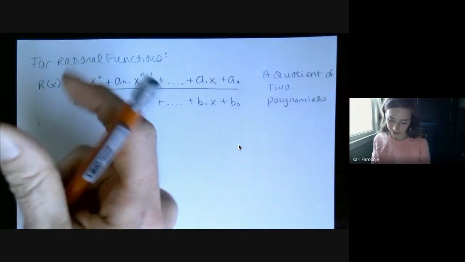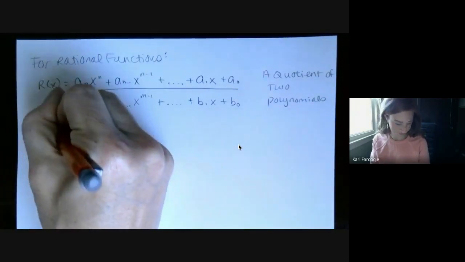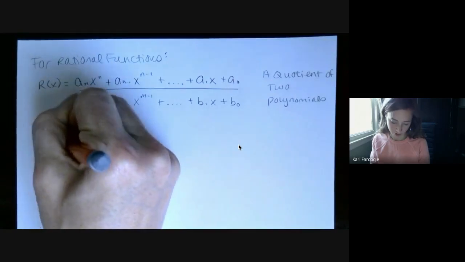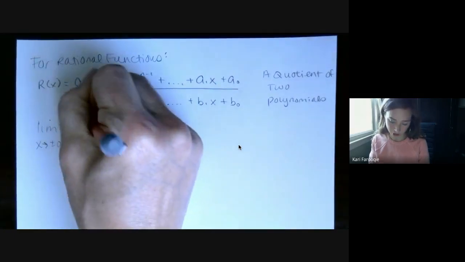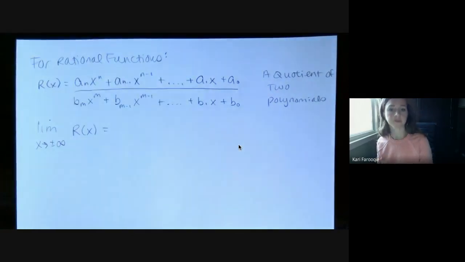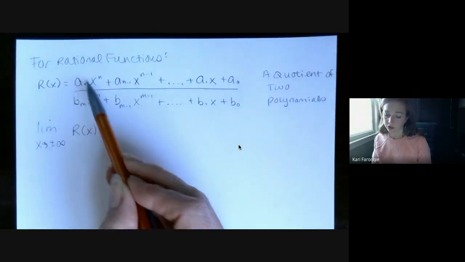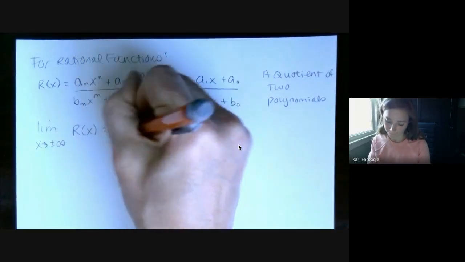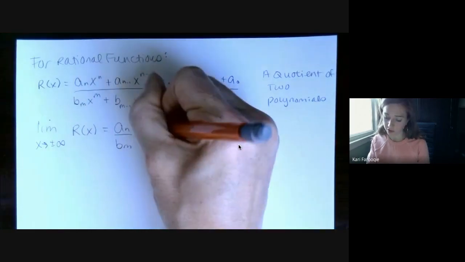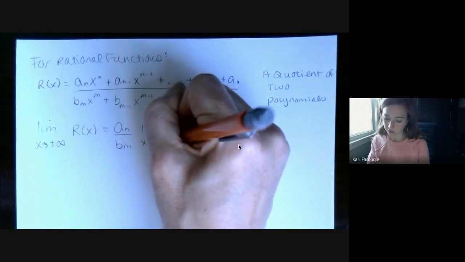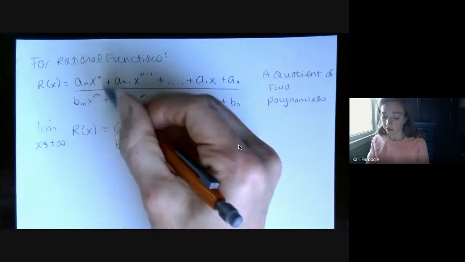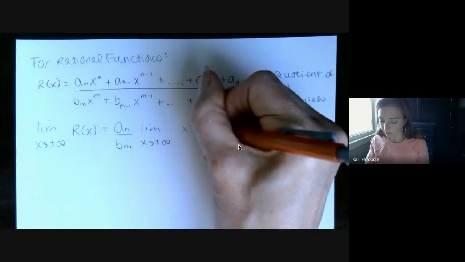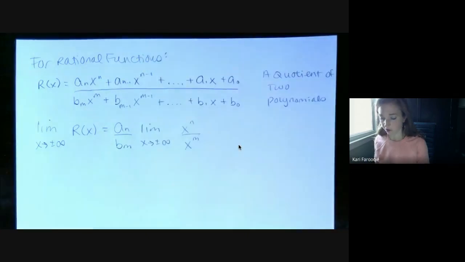All right, so your limit as x approaches plus or minus infinity of your rational function r of x is going to be the ratio of the lead coefficients. So a sub n over b sub m times the limit as x approaches plus or minus infinity. And then take the limit of the ratio of the variable terms on your lead coefficients. And then we'll simplify that using exponent rules.